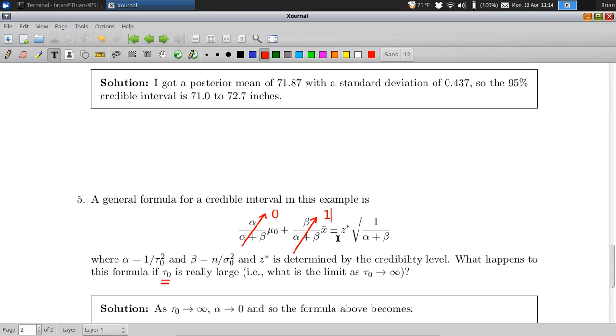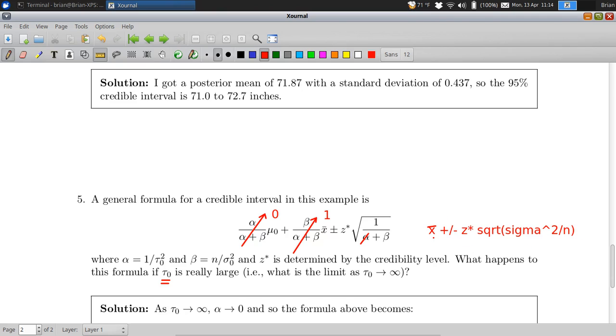Then you just have x bar plus or minus z star. And then this alpha, again, that's going away because it's going to 0. And then 1 over beta, what's the reciprocal of beta? Well, it's sigma squared over n. And hey, that's a formula that we know, right? That's the formula for a regular confidence interval, right? X bar plus or minus z star times the right standard deviation, which is the square root of sigma squared over n. And this is the x with a bar on it, right? The sample mean. So that's how you make a classical z distribution confidence interval.